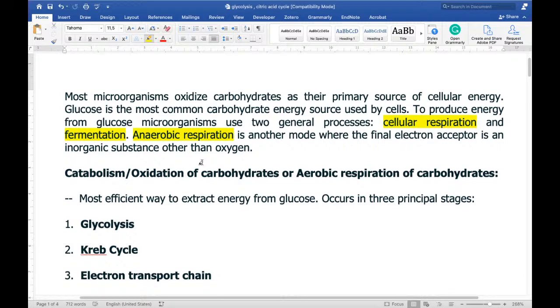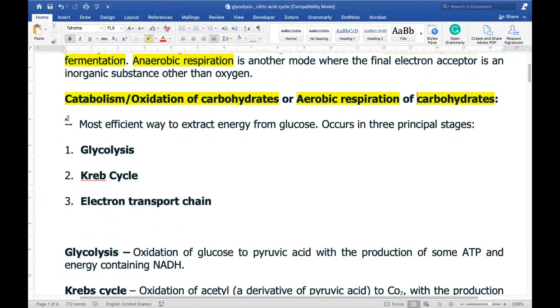So let's talk first about aerobic respiration. That is the catabolism or oxidation of carbohydrates. Basically three stages are taken care of in the aerobic respiration of a carbohydrate. The first is glycolysis, then comes the Krebs cycle, then comes the electron transport chain. These three cycles mainly play the essential role in it.